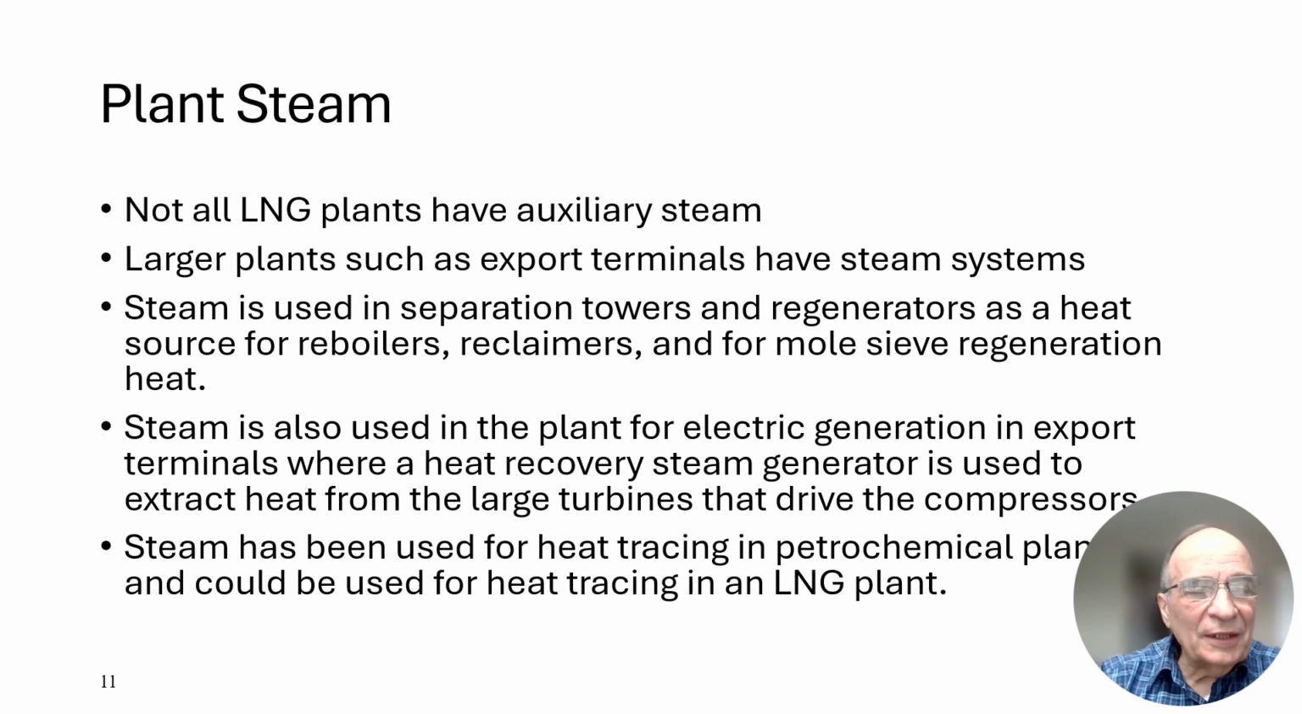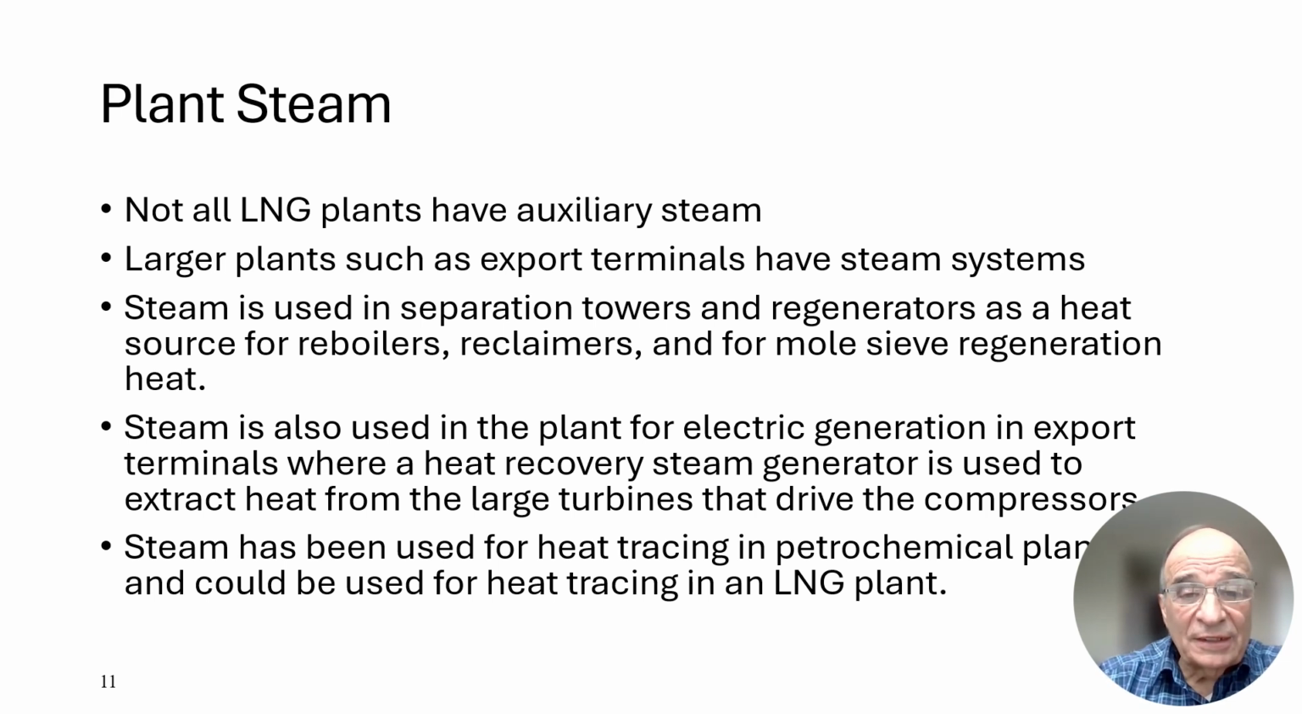Plant steam. Not all plants have auxiliary steam. Typically, large plants, such as export terminals, would have auxiliary steam, because they have large engine drive systems where the engine drives would have high exhaust heat. High exhaust heat produces steam through a HRSG, which is a heat recovery steam generator, and that steam is typically used for heat sources within the plant as well as often to drive a steam turbine and generate electricity.